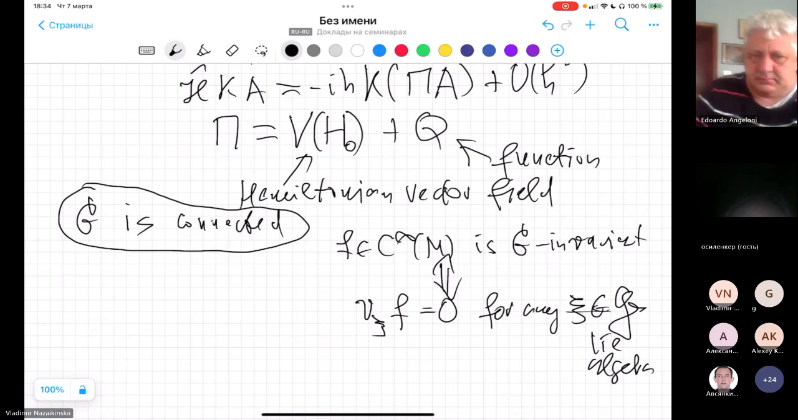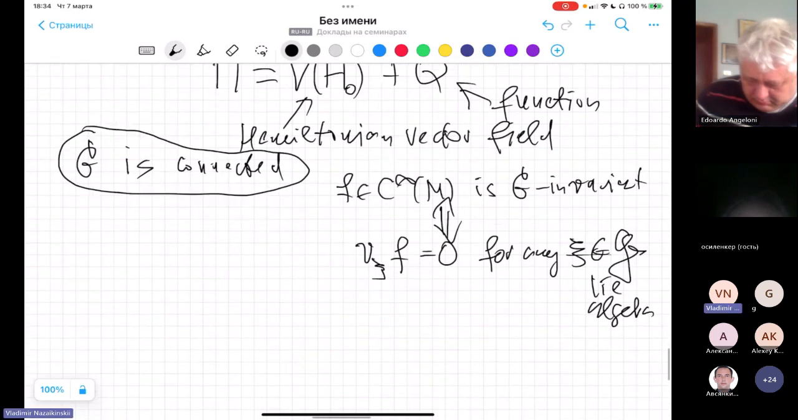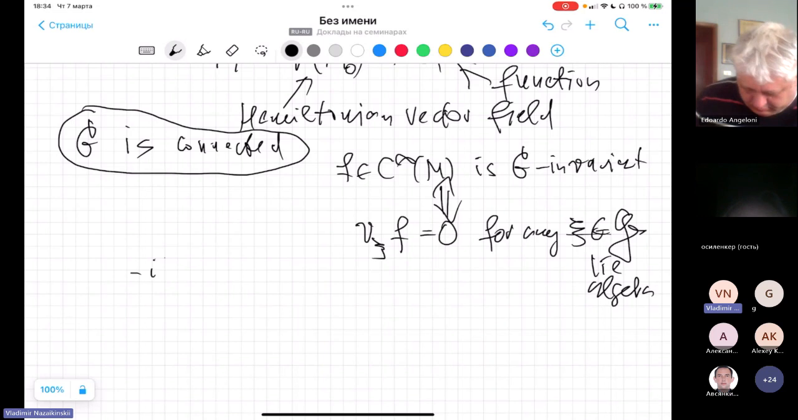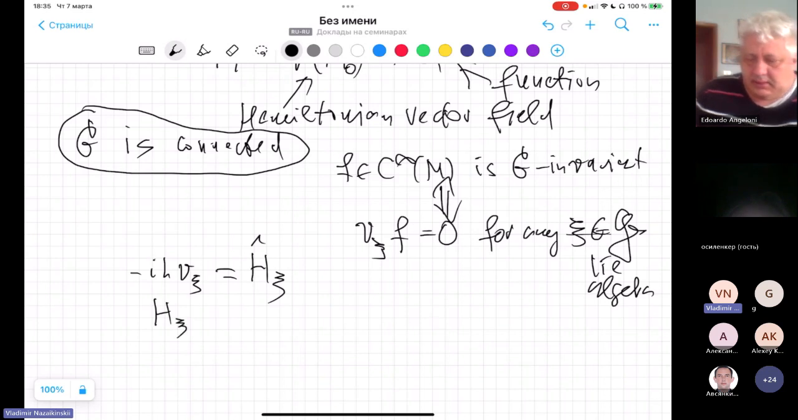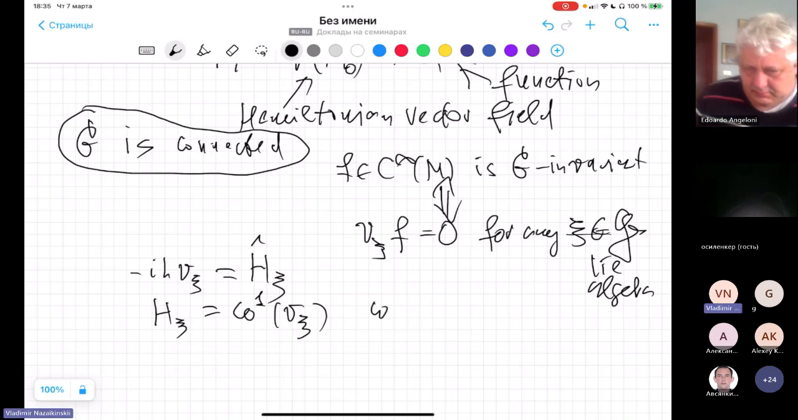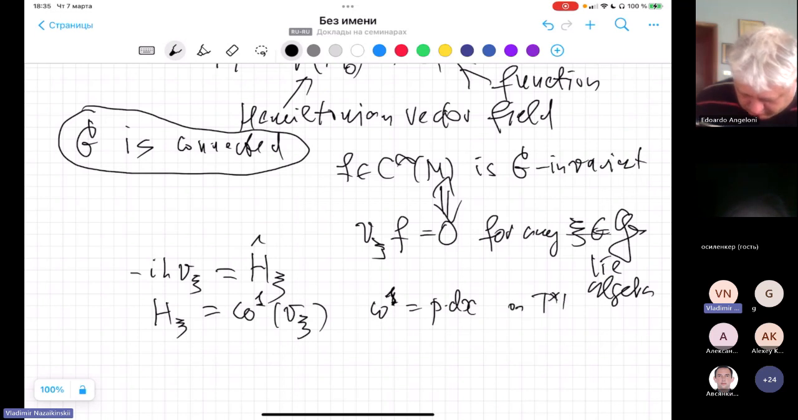Well, okay. Now, v psi is a differential operator of the first order, and minus IH v psi is a pseudo differential operator, in fact even a differential operator, of course, denoted by H psi, and its principal symbol, h psi, is equal to just omega 1 of v psi, where omega 1 is the fundamental one form on the symplectic manifold T star M.